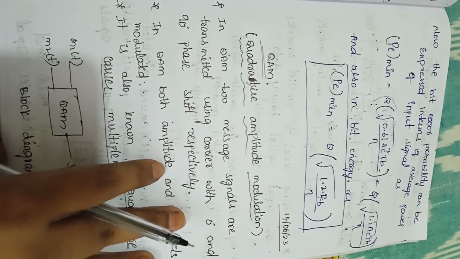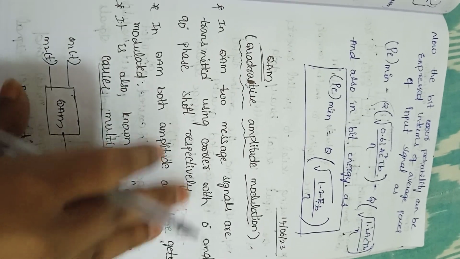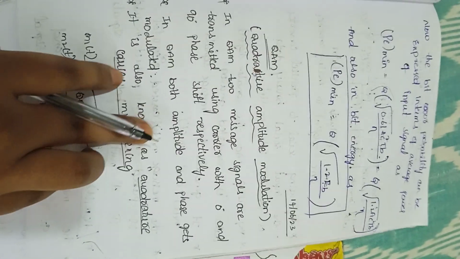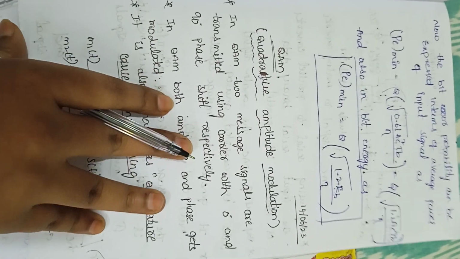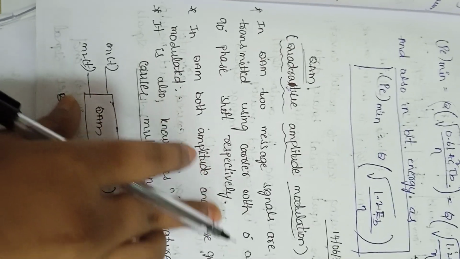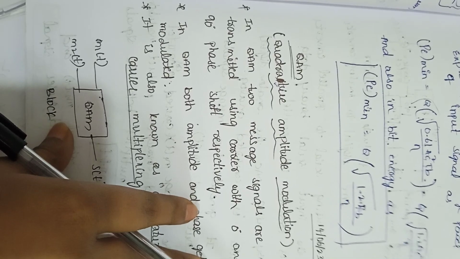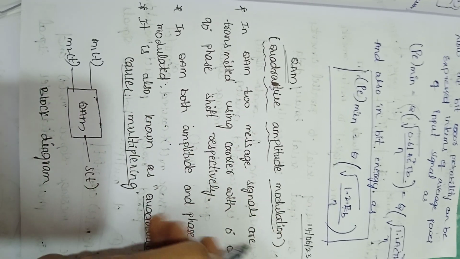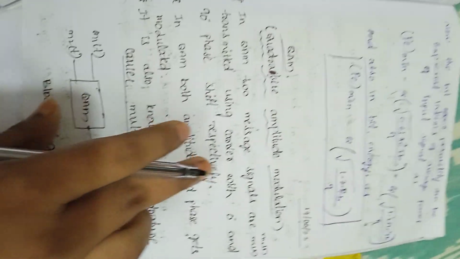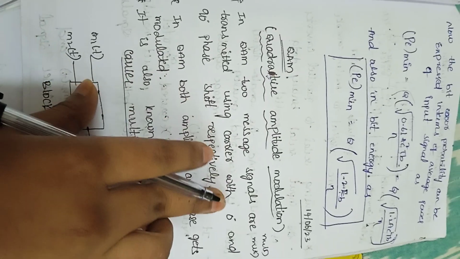Hello guys, today we are learning about QAM, which means quadrature amplitude modulation. This is also a type of modulation which we use in the transmission lines, that is, in our communication system. In QAM, we are using two message signals, M1 and M2. We have to consider these first. M1 and M2 are the message signals and C of t.